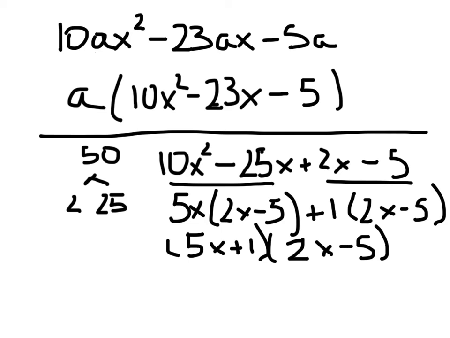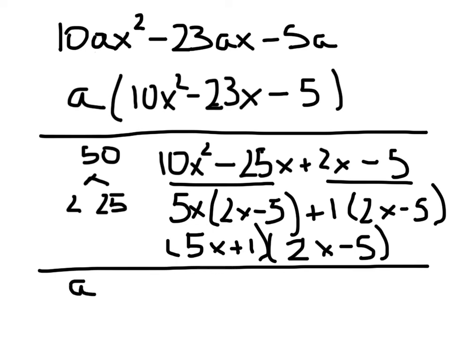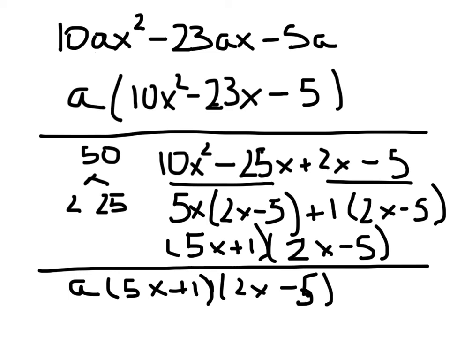Okay, so these aren't the final two factors. Remember, I've got to go back and put that back with the A. Now I'm not setting these equal to 0 because the directions did not say solve, it just said two factors. So this is the answer.